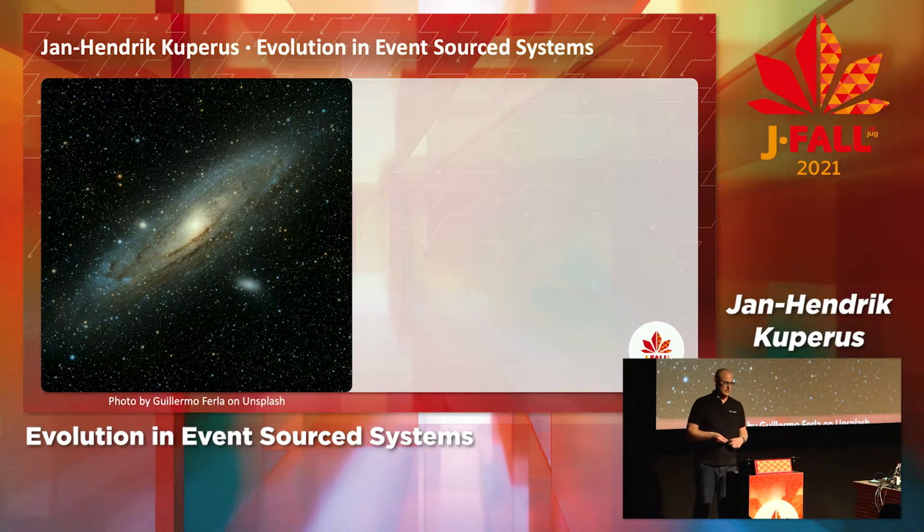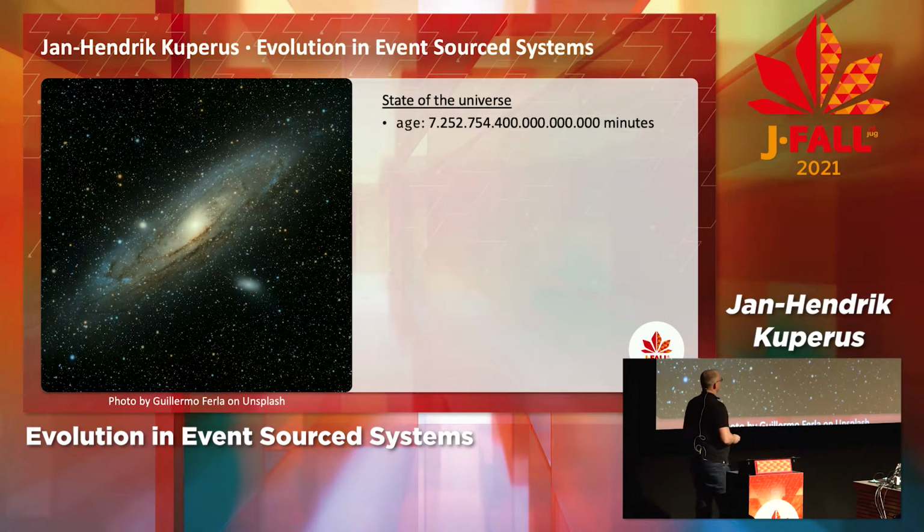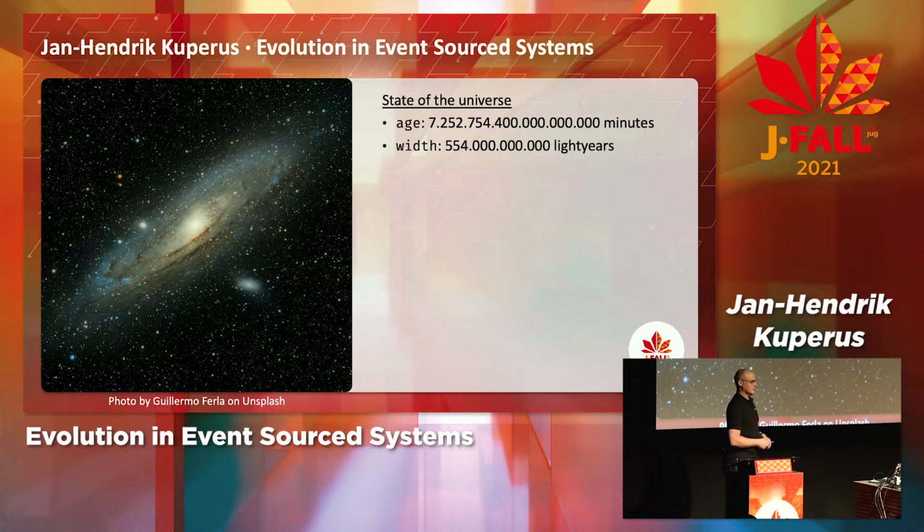There's a fun analogy here that I like to use, and that's the state of the universe. I mean, we all live in it, so we know it exists. I'll leave the questions about whether planets are flat or round for you. That's not really interesting for me at the moment. But if we look at this giant thing we're all living in, there is some state we could say about it. It's about 7.2 quintillion years old, or minutes old, sorry. It is about 554 billion light years across, at least as far as we can tell.